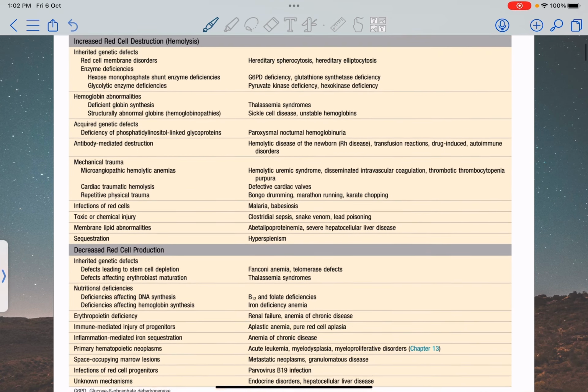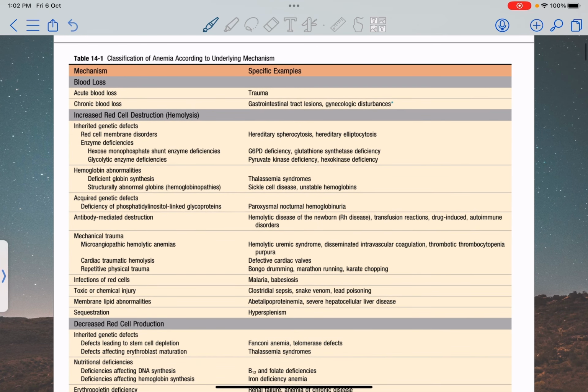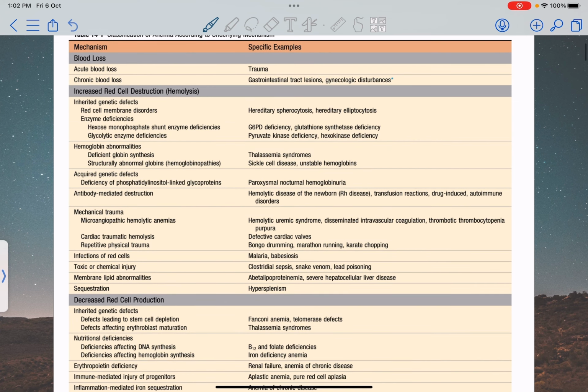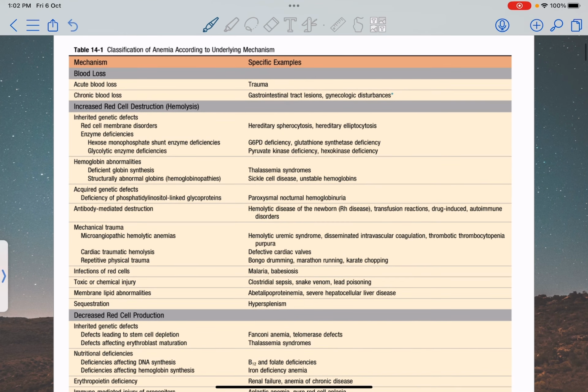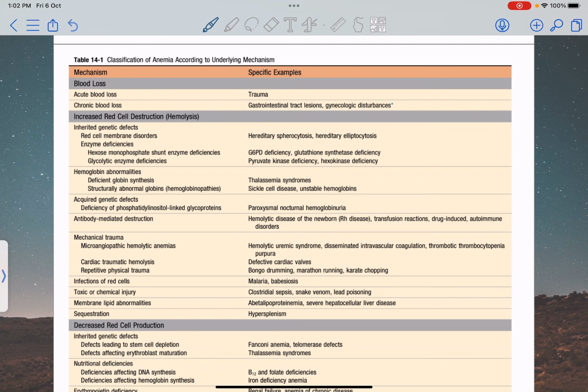So there you will look in the bone marrow and see what is the problem in the process of maturation. Now this chart is also given in Robbins. They classify anemia according to the etiology. See, causes of anemia could be blood loss, increased RBC destruction, which is also known as hemolysis, and decreased RBC production, red blood cell production. And it is due to an underlying mechanism.